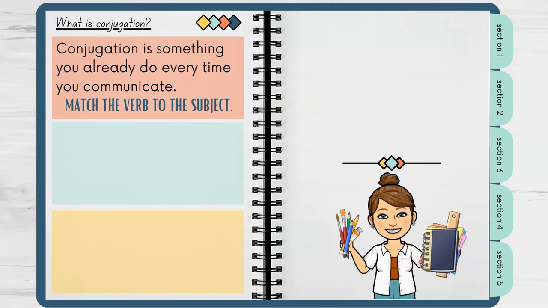Alright, so we have to conjugate ser. If you were in class when we did this, we talked about conjugation as something that you already do every time you communicate. In English, you cannot say I be. Okay, so you're not just going to use ser all the time. You have to make ser match the subject, whoever's doing the being. So instead of I be, in English we say I am. That's conjugation.